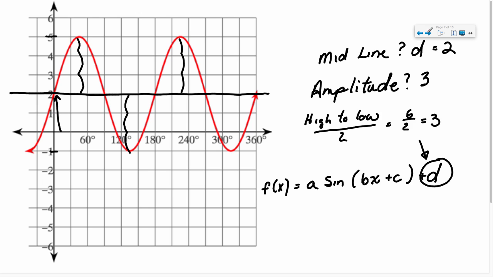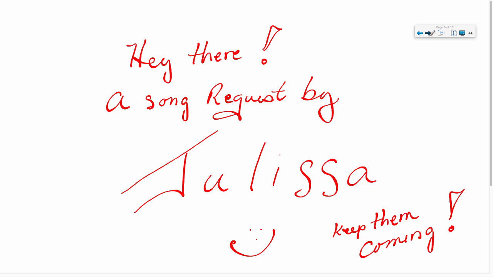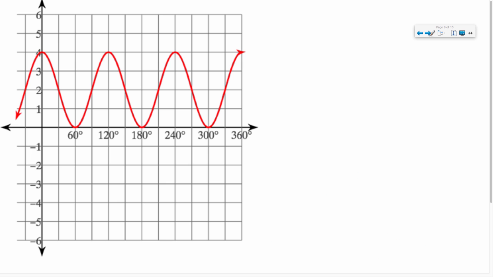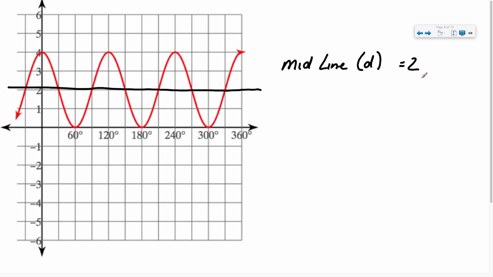Let's try the next one. What's my midline? Just by eyeballing it, I could see it's right here. So midline is 2, or D is 2. The amplitude is also 2. Amplitude is A. Cool.